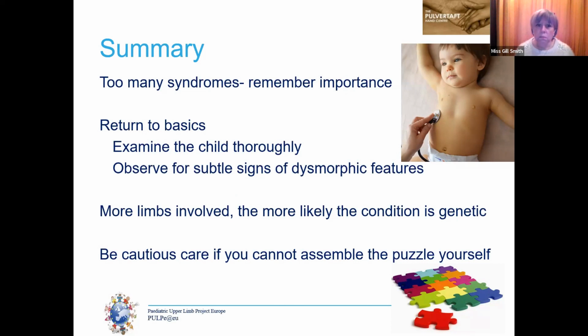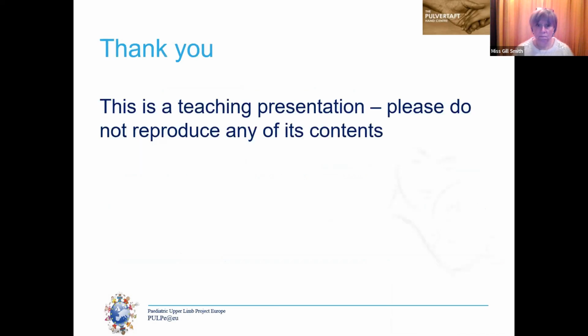When in doubt, return to basics, strip the child off and examine them thoroughly. Look for those signs that are just a little bit off the wall from normal. The more limbs that are involved, the more likely the condition is genetic. And if you've got a geneticist, please use them. Be cautious and careful with planning surgery if you can't work out the puzzle for yourself and work out what's wrong, even though you can tell there's something wrong, because you don't really know what the risks and the anaesthesia are, and you don't really know how your result's going to be.